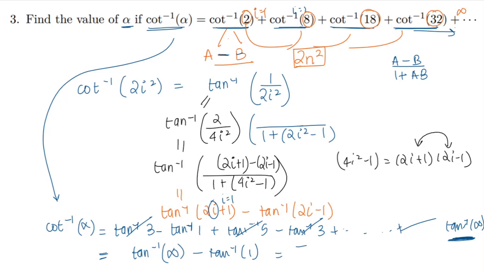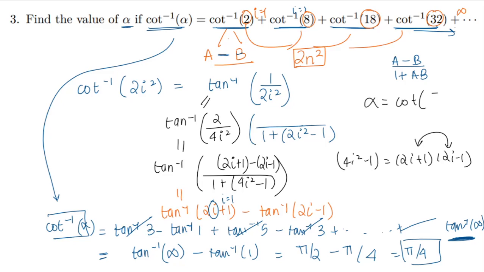Tan inverse of infinity, well, that's equal to pi over 2, and tan inverse of 1 is equal to pi over 4. So now we know that pi by 2 minus pi by 4 is equal to pi by 4, and cot inverse of alpha is equal to pi by 4. So that means that alpha is equal to cot of pi by 4, or is just equal to 1.